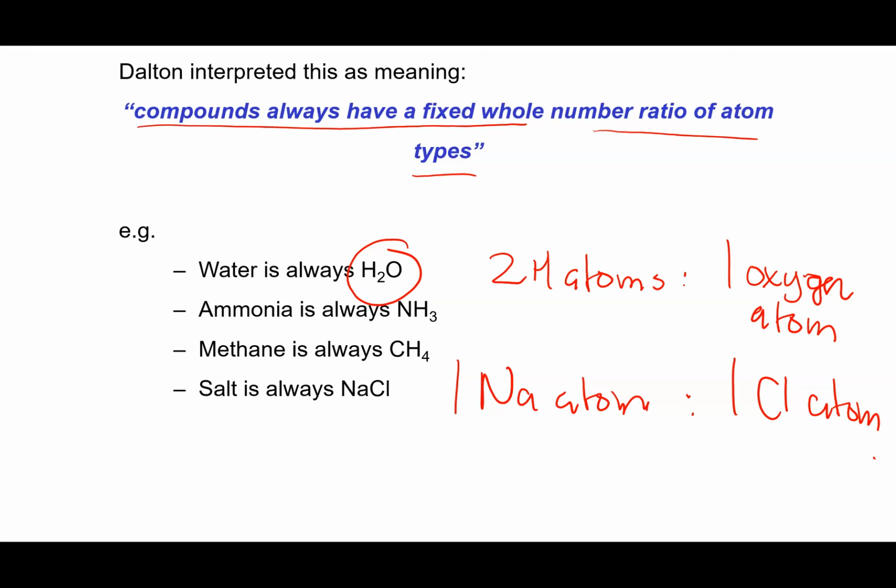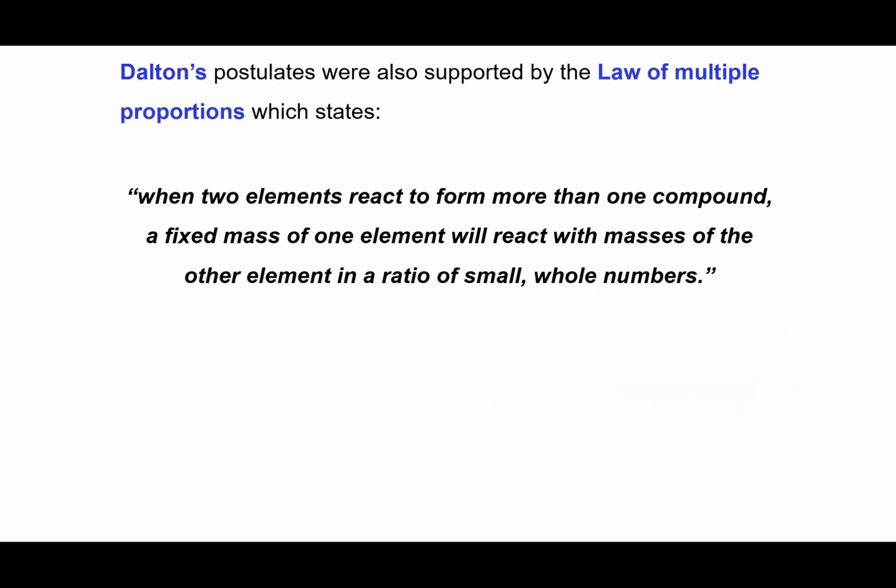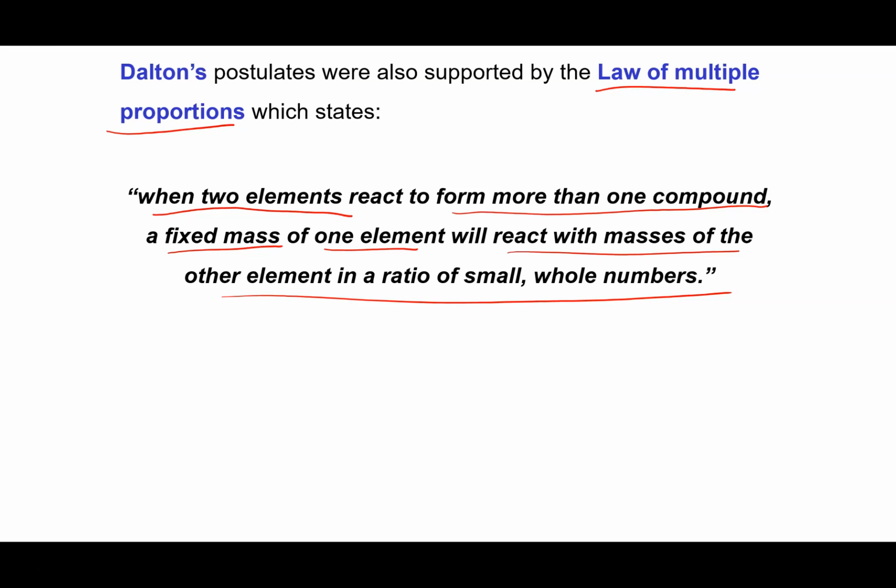So there was another law that Dalton had to work with to help him formulate or to provide evidence for his modern atomic theory, and that was the law of multiple proportions, which is a little bit more complicated to understand. What the law of multiple proportions essentially says is that when 2 elements react to form more than one compound, a fixed mass of one element will react with the masses of the other element in a ratio of small whole numbers. So if I have 2 elements, A and B, that react and form a series of compounds, one with say 1A and X lots of B, and then the other one with 1A and Y lots of B, right?